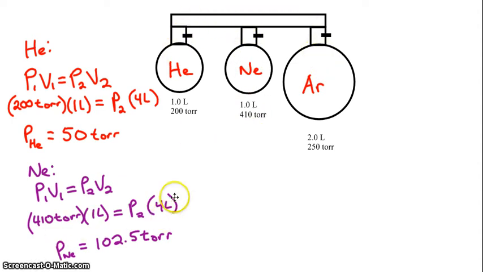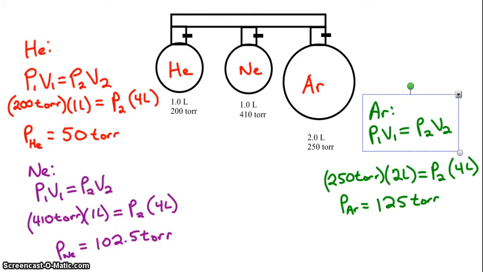Plugging in the information given in the problem, 400 torr initial pressure, 1 liter initial volume equals the final pressure times the final volume, which will be 4 liters. Solving for P2, the pressure of neon is going to equal 102.5 torr.